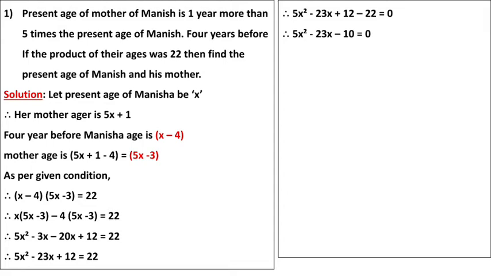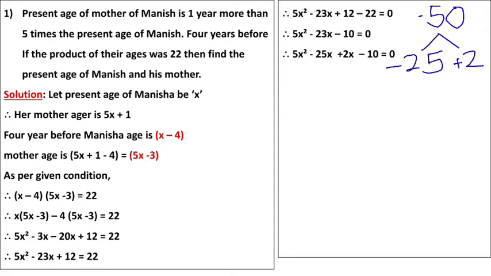Now, in the first term we have the coefficient 5 and in the third term we have the coefficient minus 10. So 5 times minus 10 is minus 50. So 50 we have to split. So we want which numbers? The middle term is minus 23. So 25 into 2 is 50. If we subtract 2 from 25, we get 23. But we want minus 23, so the bigger number will get minus and the smaller number will get plus. It means minus 25x plus 2x minus 10 equal to 0.